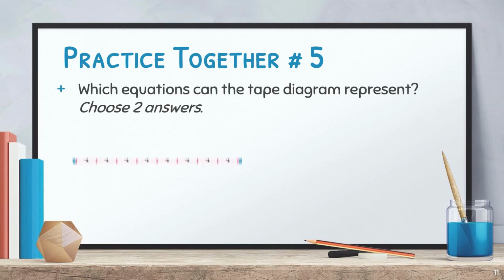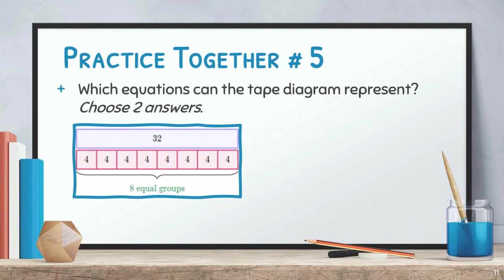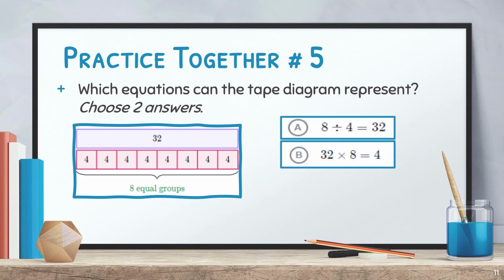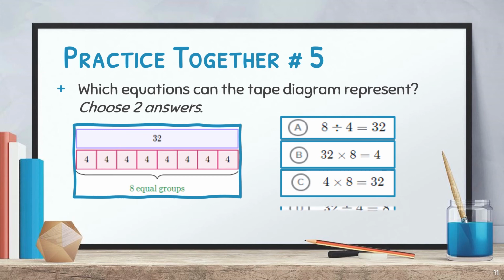Here's our next practice problem. Which equations can the tape diagram that you see below represent? You're going to choose 2 answers. So look at the image, look at what it's telling you, and then come up with the 2 answers you think are correct, and when you come back, I'll show you what you should have answered.